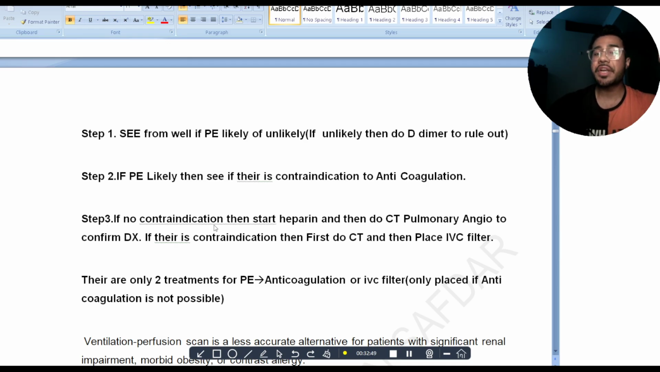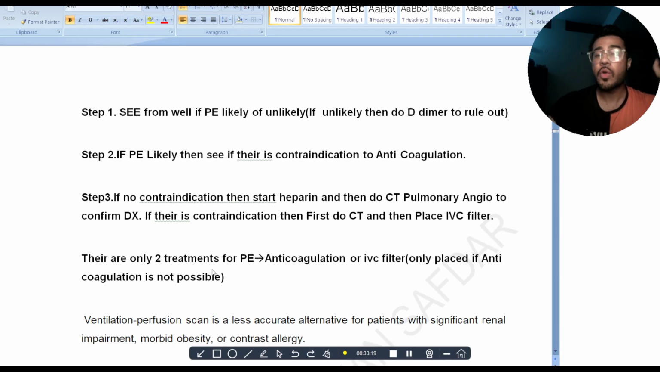That is, if there is no contraindication, then start heparin as soon as possible and then do a pulmonary CT angiography to confirm the test. If there is a contraindication and you cannot use heparin, then you are going to first do a CT. Then you're going to resort to the treatment, which is to place an inferior vena cava filter that is going to prevent any clot from further lodging into the pulmonary vasculature.